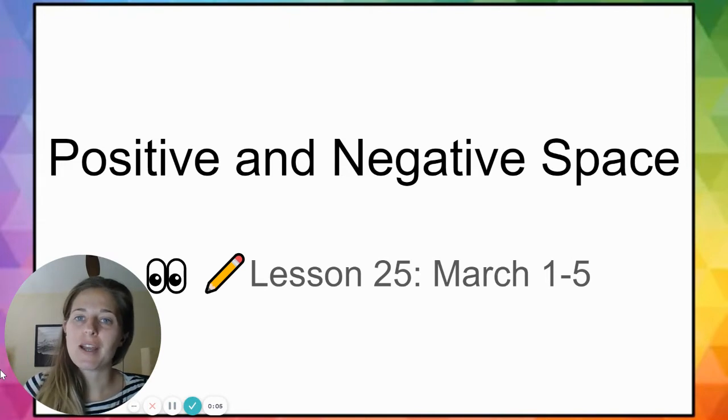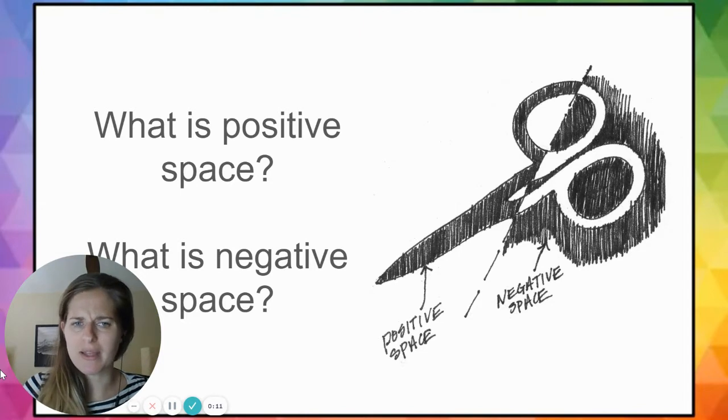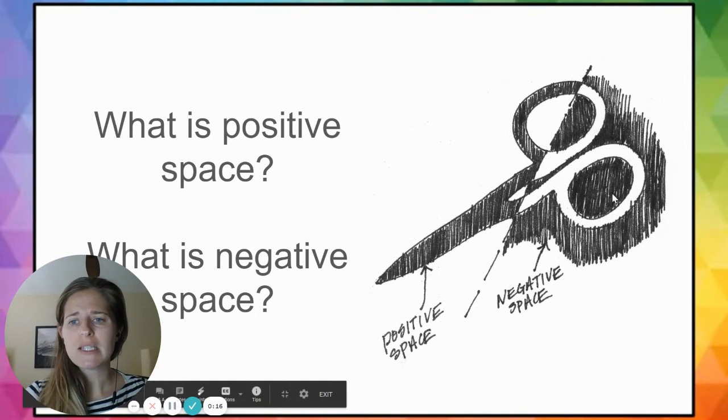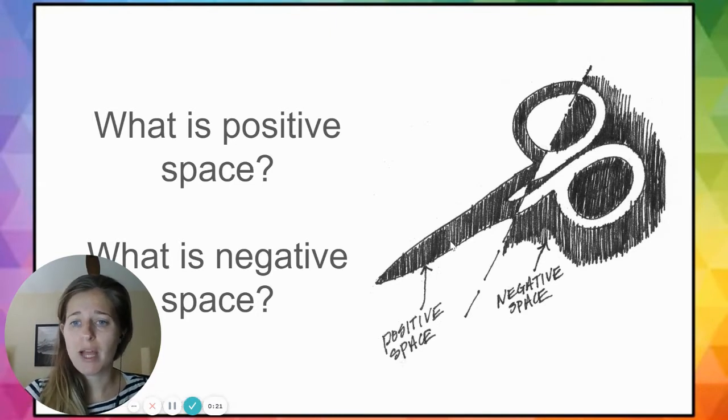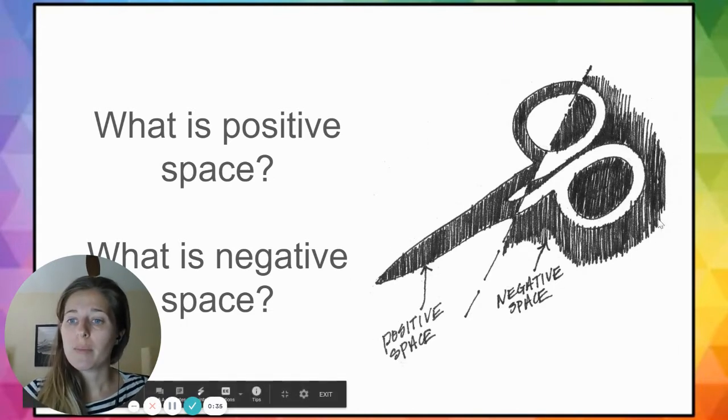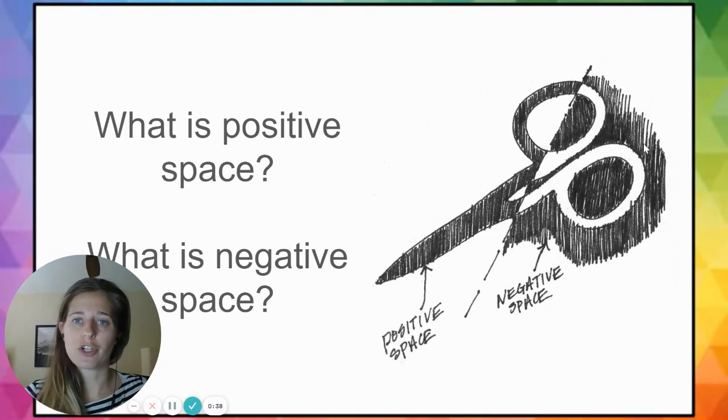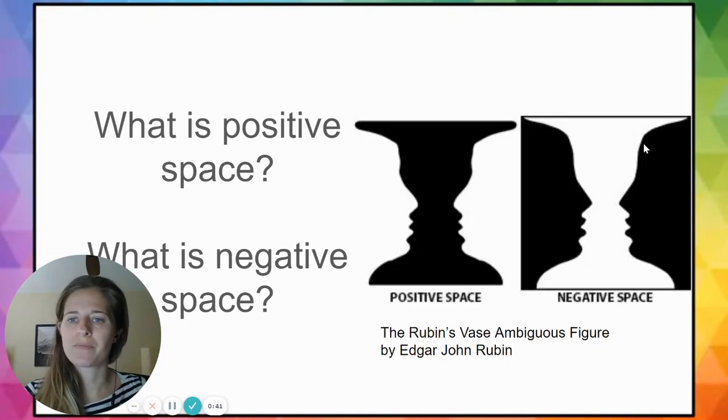So this week we're going to be talking about positive and negative space. So what is positive and negative space? Well, positive space is the space that the subject of the artwork occupies. So for instance, this black part of the scissors here, or this white part of the scissors in this half of the picture. What is negative space? Well, negative space is the space around the object or the background. So it would be this white piece of paper or the black area that they colored in on this half of the picture.